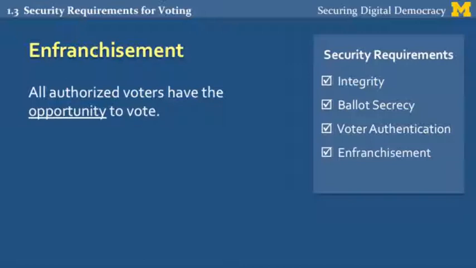Our next security property is enfranchisement, and this means that all authorized voters should have the opportunity to vote. You might think about this as a corollary to authentication that we just talked about, because just as having people who are not authorized vote could be an attack on a voting system, discouraging people who are authorized to vote, who you think would vote a certain way, could be an equally powerful attack.